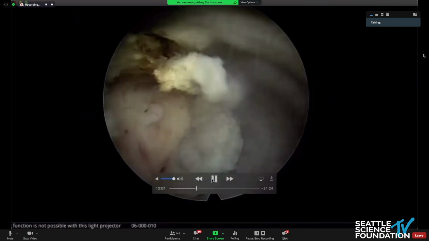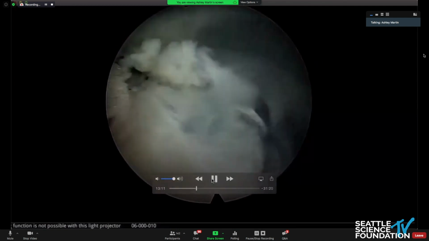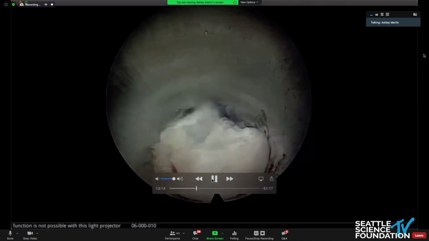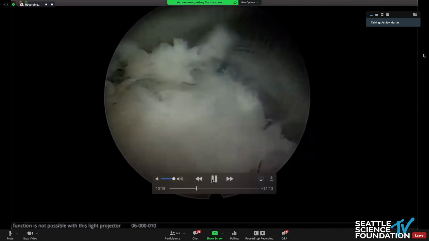So since this is a foraminal herniation, I'm just going to kind of work around here in the foramen, pushing on this with a Penfield extension type. See, here's some of the annulus.